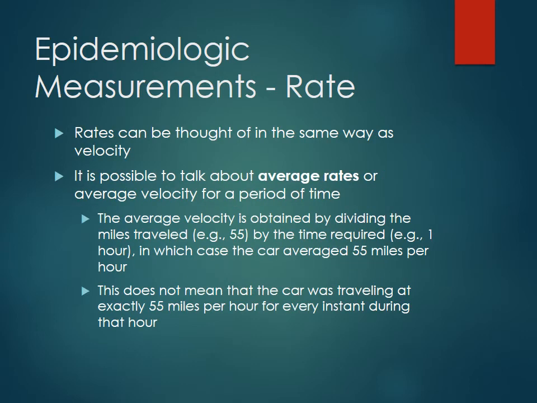Rates can be thought of in the same way as velocity, and so it's possible to talk about the average rate or average velocity for a time period. The average velocity is obtained by dividing the miles traveled, say 55, by the time frame you went over, so an hour. If you were driving 55 miles in an hour, you'd be going 55 miles per hour. Now, it does not mean that the car was traveling at exactly 55 miles per hour for every instant during the hour, but it averages out basically to that. And the same thing applies here. We're looking at averages, not specifically how many people are dying, say, every single day.